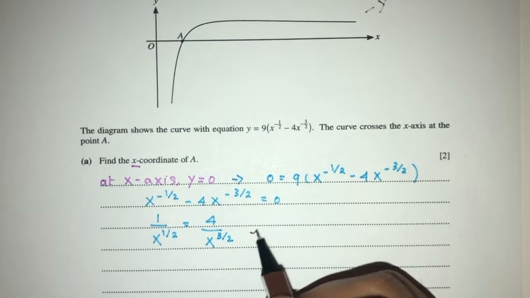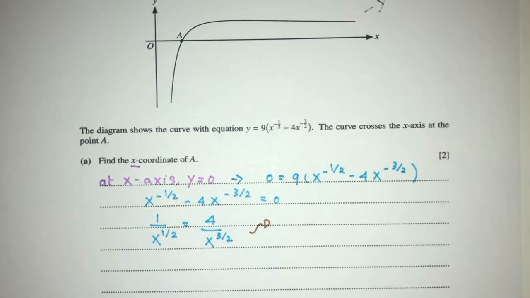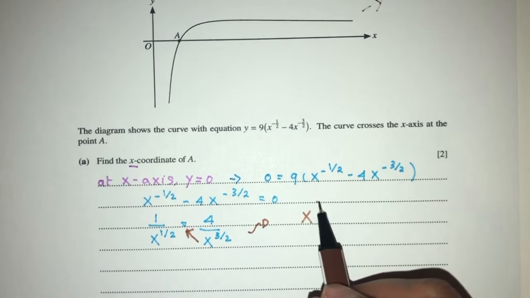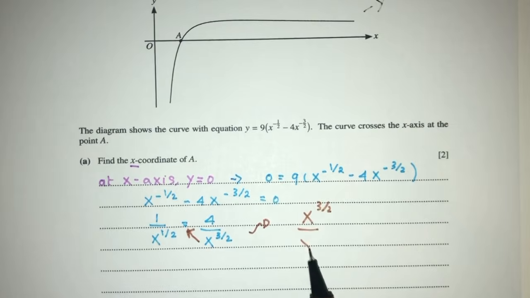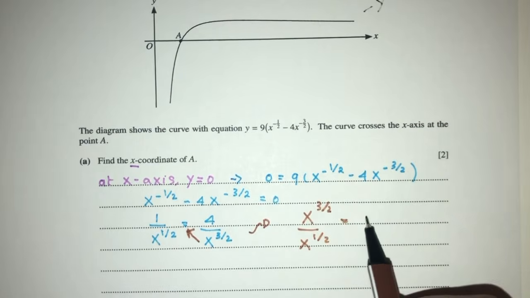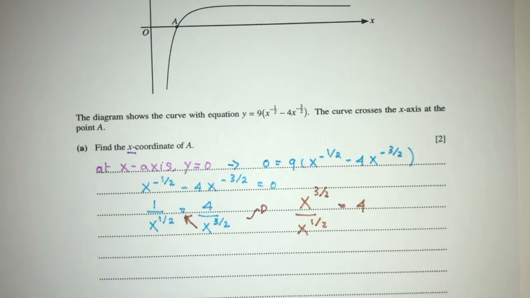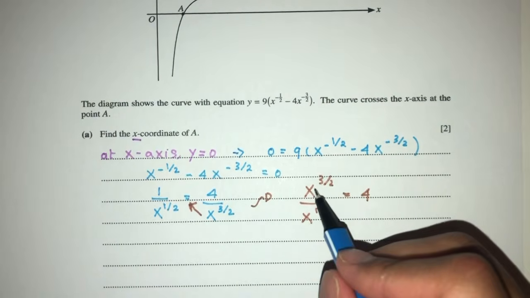Now let's rewrite this. We can send this down. You will have 1 over x to the half. Send this to this side, it will become 4 over x to the 3 over 2. Now we can just send this one over here to make it easier. That becomes x to the 3 over 2 over x to the half, which should be the value of 4. Now as you guys know, by the laws of indices, we can combine those two.